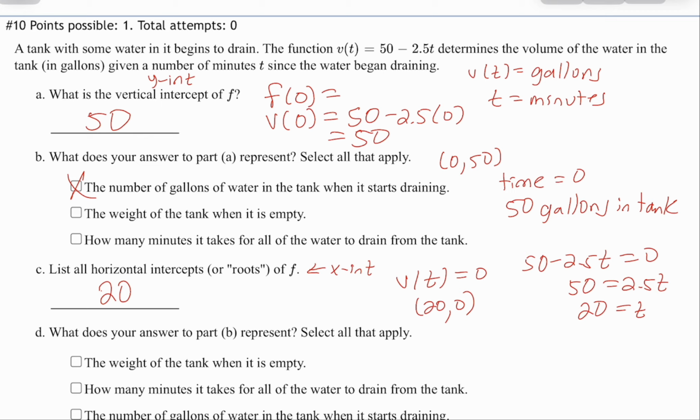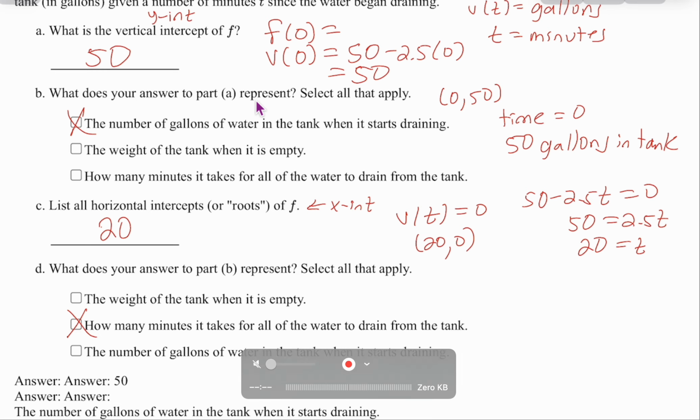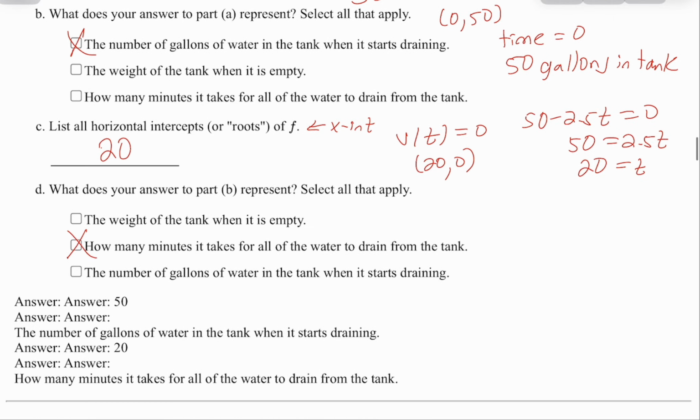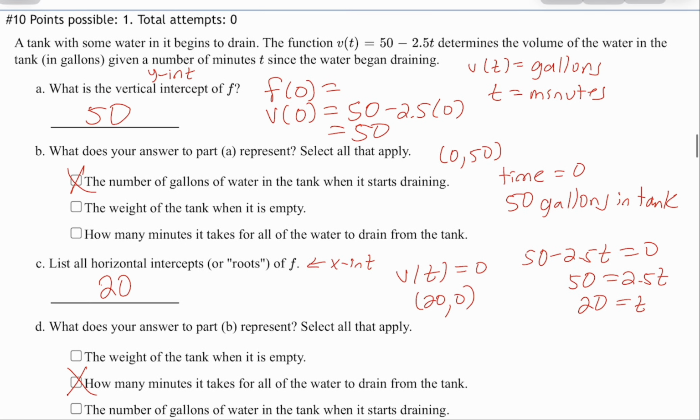So what does D mean? It is how many minutes it takes for the water to drain. So that is how many minutes it takes for all of the water to drain from the tank. So when the volume is nothing. Okay, so that is problem number 10.